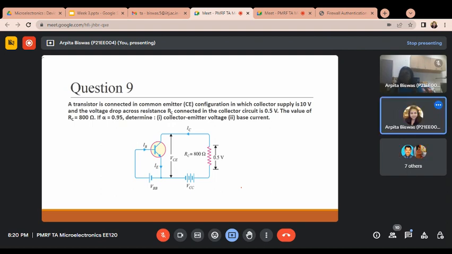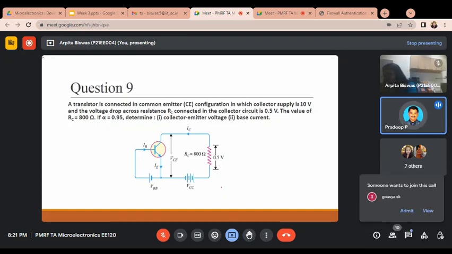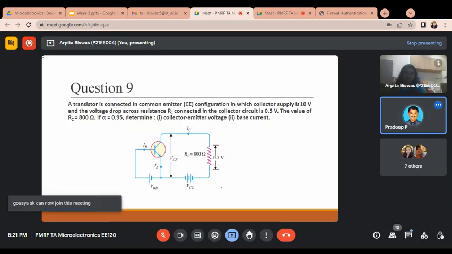Yes. Others? Beta is equal to alpha by 1 minus alpha. If I place the alpha value, I am getting the beta value. So IC by beta gives the base current. Whatever sir said, that's correct, madam. Thank you, sir. Okay.